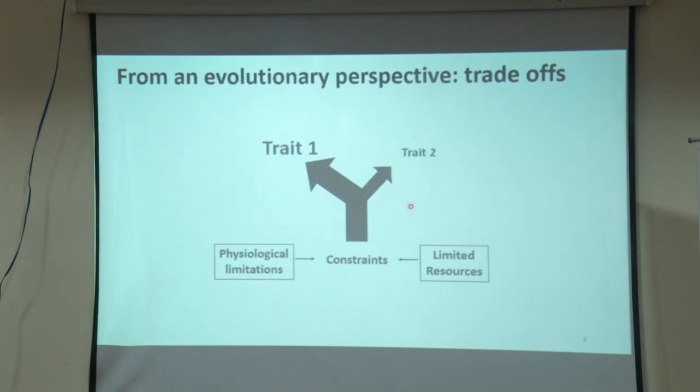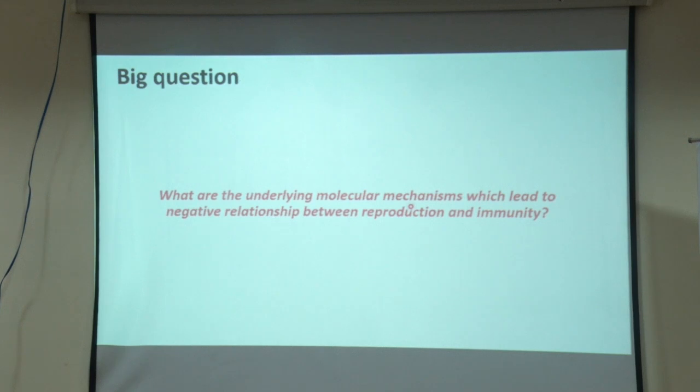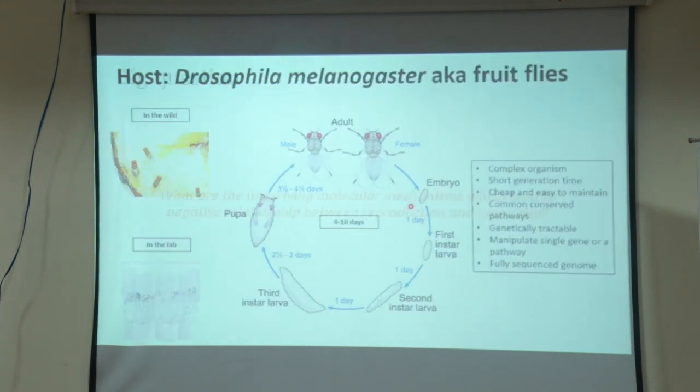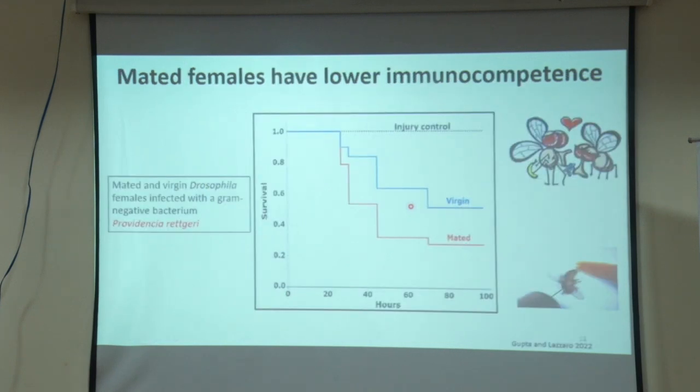Now we see a lot of examples, and I already showed you the diversity across which we see this, but we do not really understand why reproduction and immunity are negatively correlated. So this was the question that we tried to address. The organism that we used was Drosophila melanogaster. I think it's a wonderful organism. We can measure all the different traits in the organism, be it immunity or reproduction. In the lab, we also see that reproduction has a negative effect on the immune response in Drosophila.